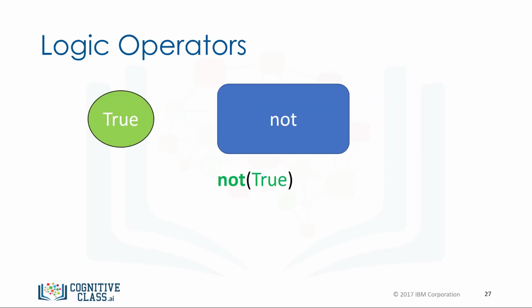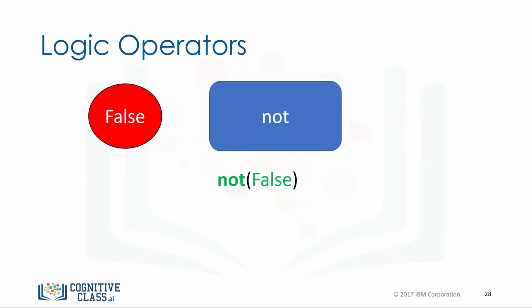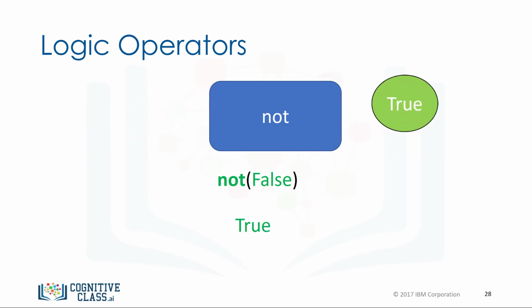The first operation is the not operator. If the input is true, the result is a false. Similarly, if the input is false, the result is a true.